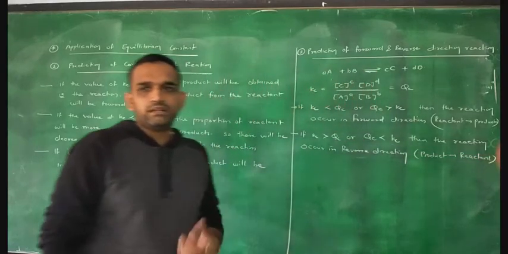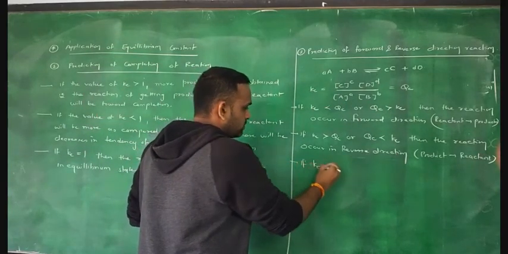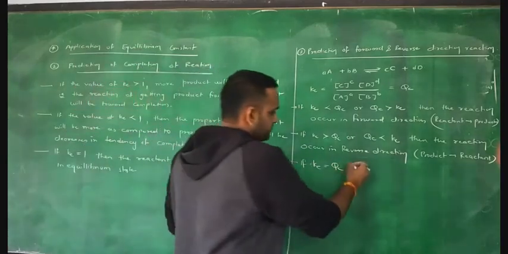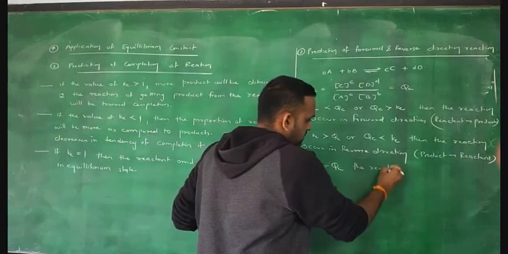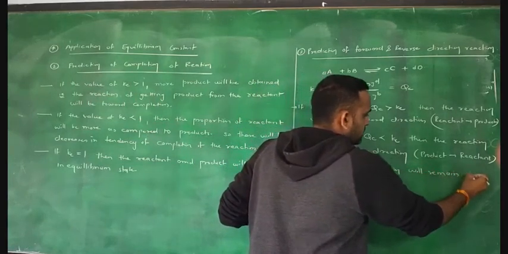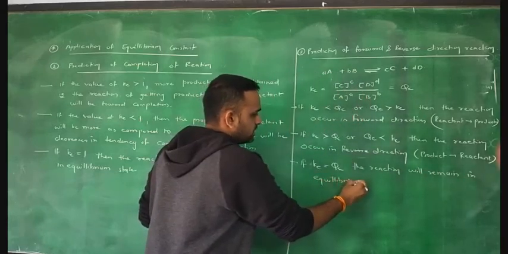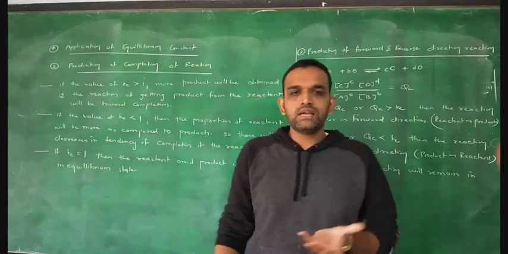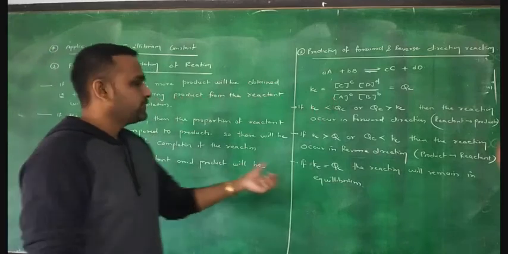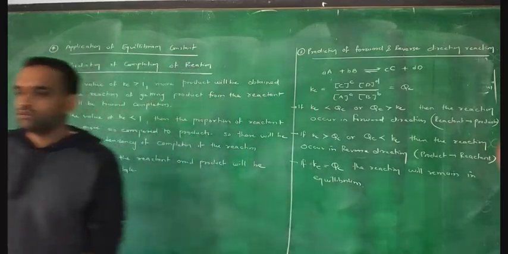Is it clear? And the last one, if Kc equals Qc, then we can say the reaction will remain in equilibrium. Understand? So these things you have to know. These are the two different applications of the equilibrium constant. First of all note down, and after that we are going to discuss some examples related to these applications. चलो note down करो.